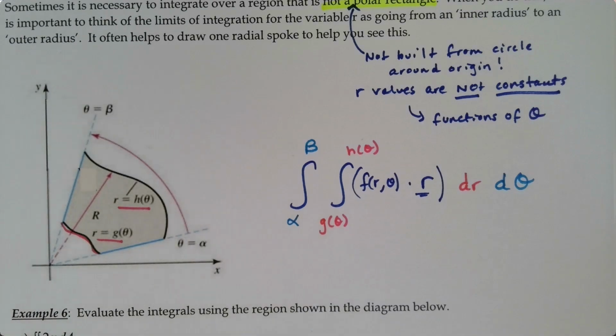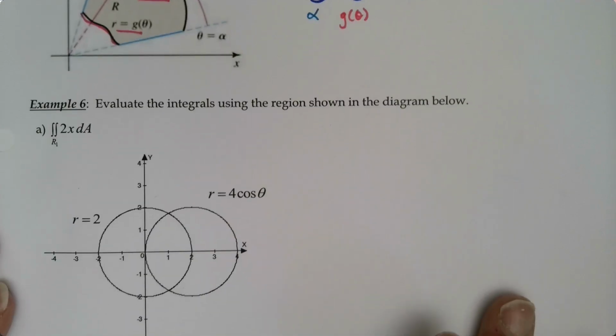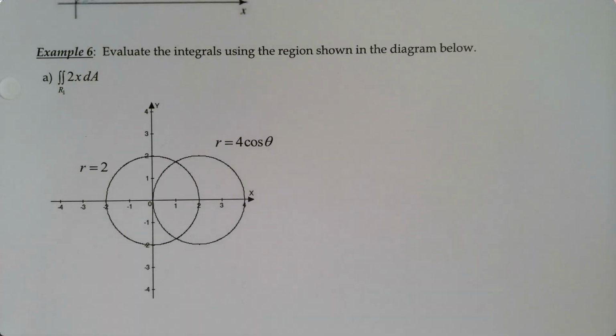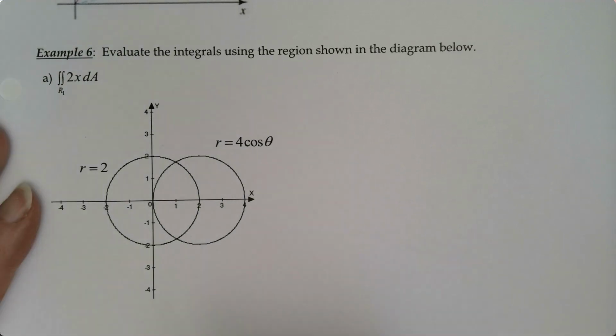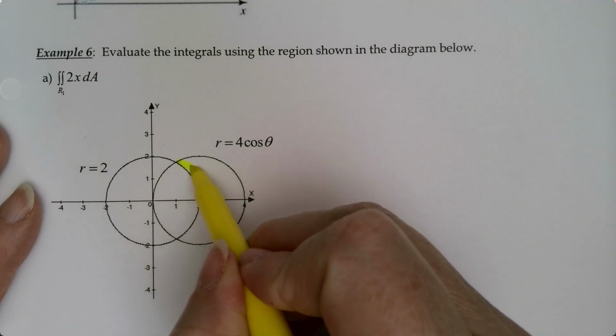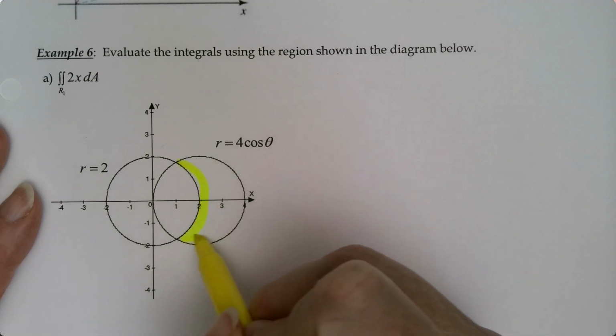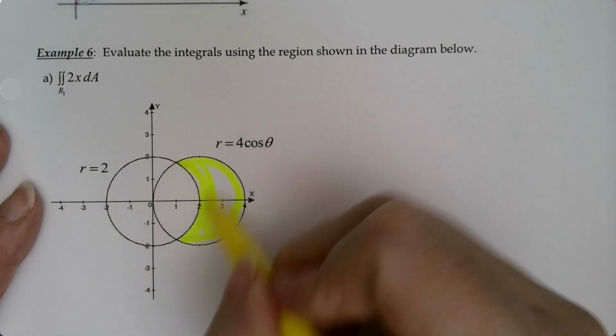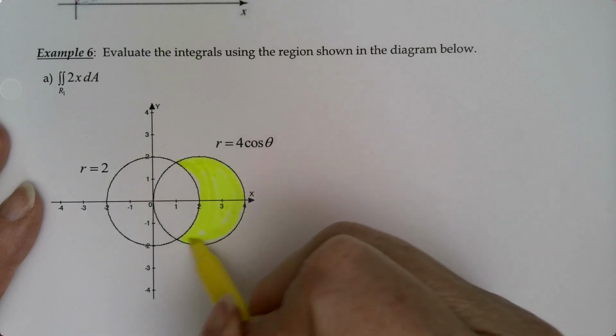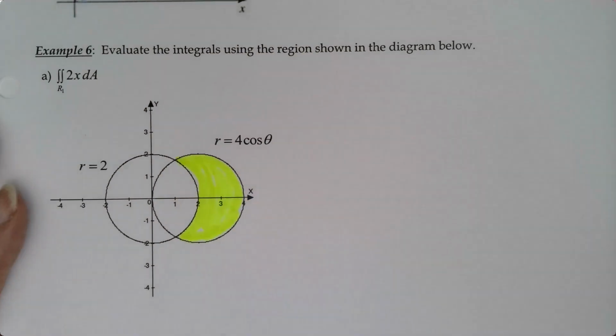All right, so let's put this into practice 3 different times. We're going to do example 6, which has 3 parts, and each of the regions is a different zone. It's always the same 2 circles, but we're going to use different regions. The first one we're going to do is this piece over here that's outside r equals 2, but inside r equals 4 cosine theta.